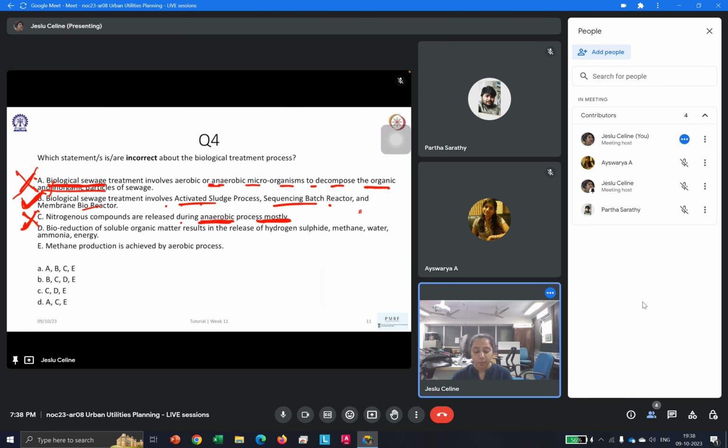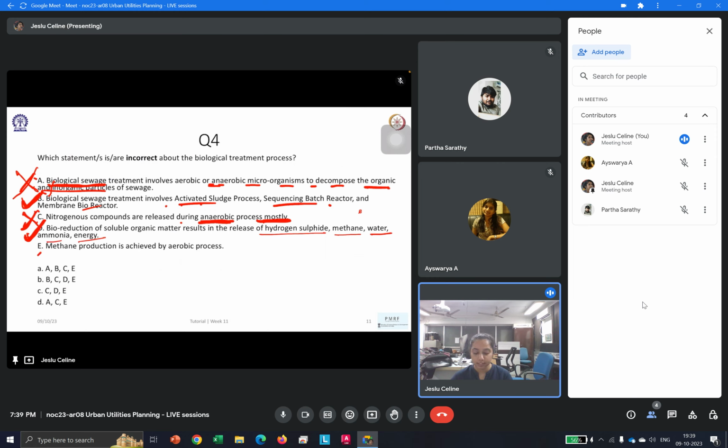Now, option D, bioreduction of soluble organic matter results in the release of hydrogen sulfide, methane, water, ammonia, and energy. Correct? Correct. We just discussed this right now. Organic matter results in the release of hydrogen sulfide, methane, water, ammonia, and energy.